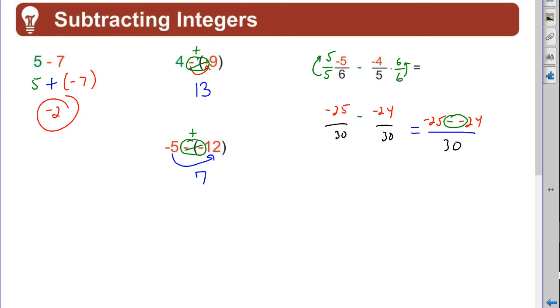Okay, see why I included this one? What's minus a minus? It is a plus. I've got 25 negatives, 24 positives. That leaves me 1 negative of what? 30ths. And the solution is -1 over 30. Hey, subtracting integers? Nah, think of it as adding positive and negatives. That'll serve you the best, and that's the lesson.